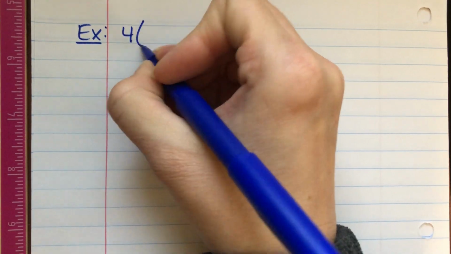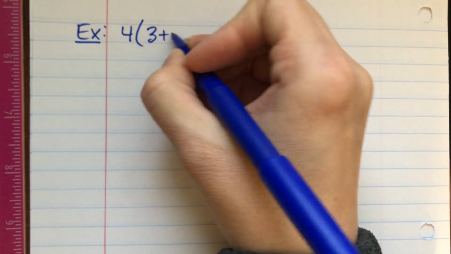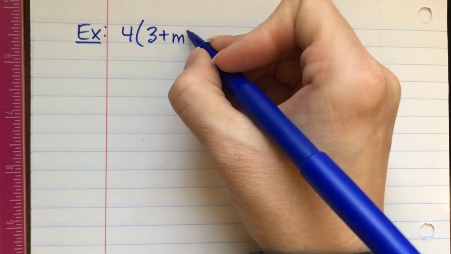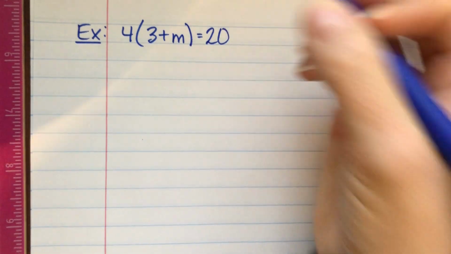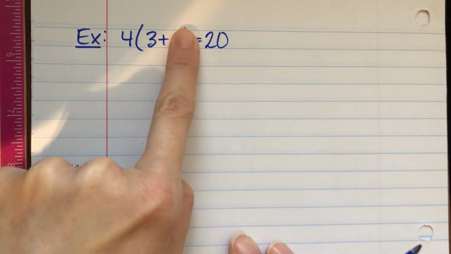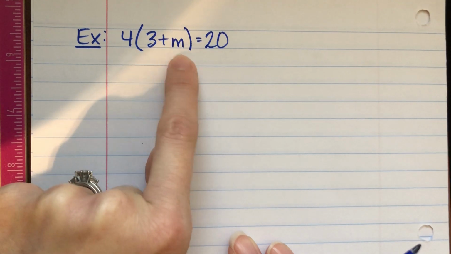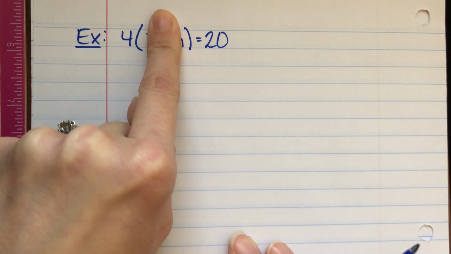Okay, let me show you a different form. We have 4 times 3 plus m is equal to 20. Now this time, if I was using order of operations, this is grouped together, right? We would do our grouping first if we knew what m was. So that's actually the part that I'm gonna cover up.